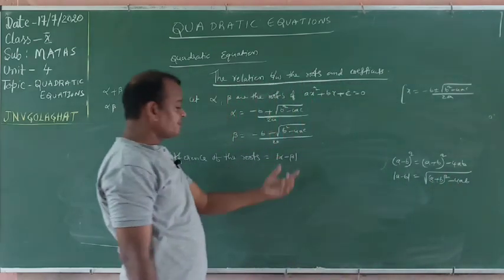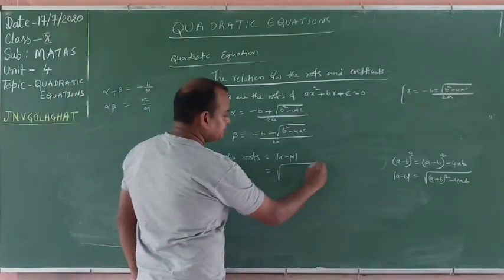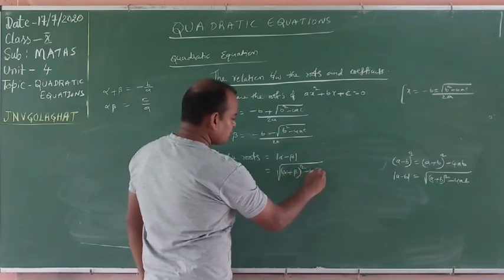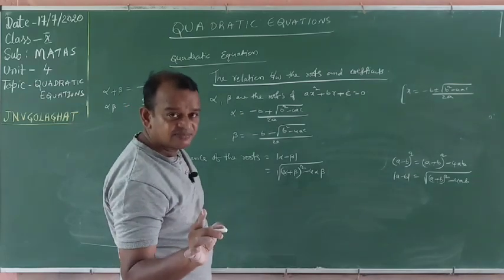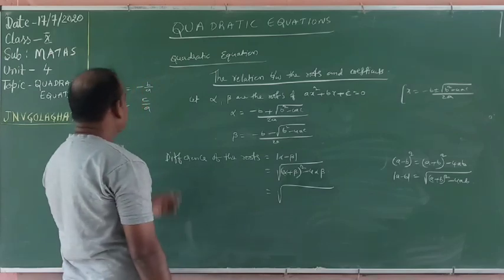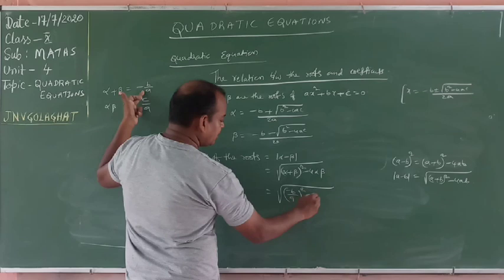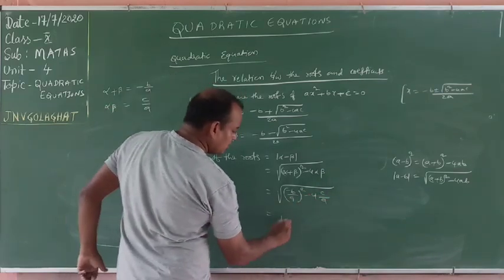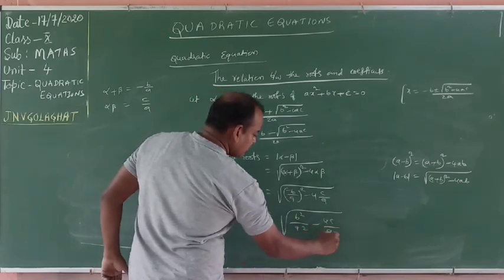Now what is the formula of modulus of alpha minus beta? By using that one, root over alpha plus beta whole square minus 4 alpha beta. Understand? Okay. Now alpha plus beta whole square, alpha plus beta already found out as minus b by a, whole square, minus 4 into alpha into beta, which is c by a. That equals b square by a square minus 4c by a.